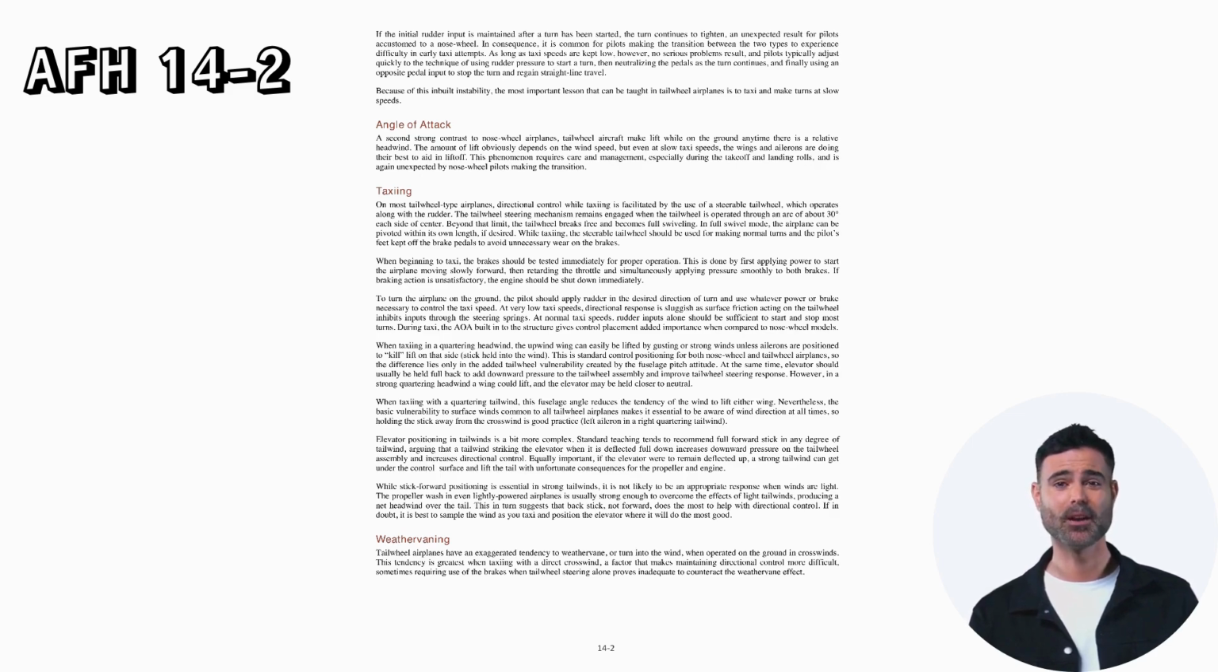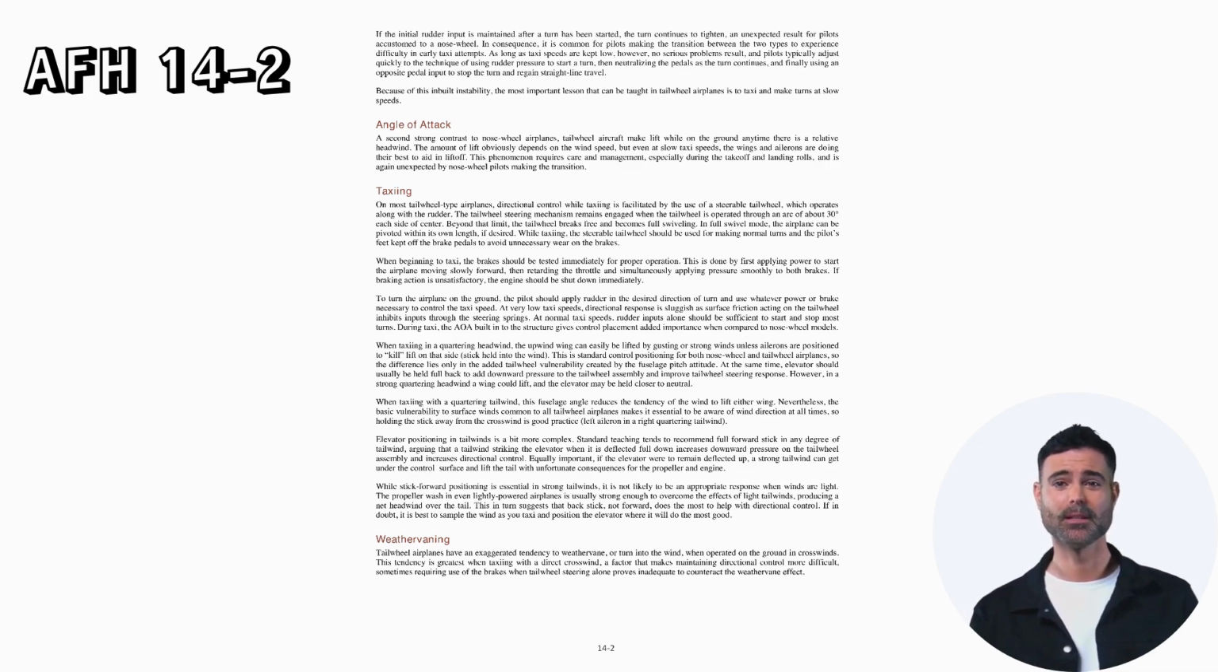When taxiing in a quartering headwind, the upwind wing can easily be lifted by gusting or strong winds unless ailerons are positioned to kill lift on that side, stick held into the wind. This is standard control positioning for both nosewheel and tailwheel airplanes, so the difference lies only in the added tailwheel vulnerability created by the fuselage pitch attitude.